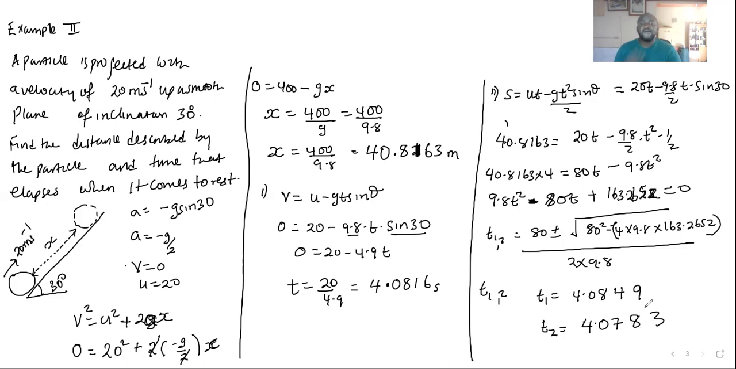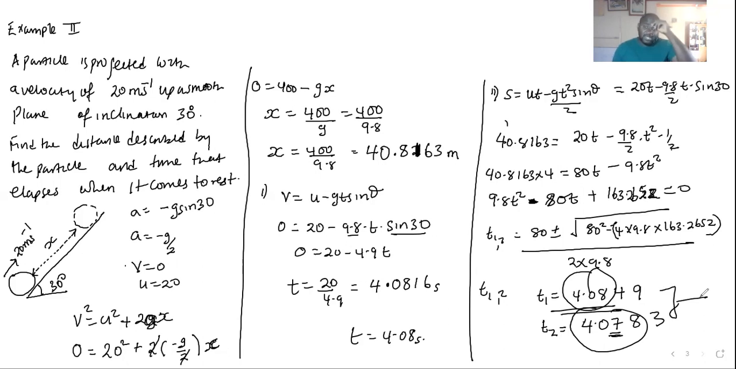Yes. Because of this 7, because the answer in the book was saying the answer was 4.08 seconds. When you truncate this one, you get 4.08. When you round off this one, you get 4.08. So ideally, the answer is the same. I think we have just missed some decimals around there. That's why the answer is slightly different.